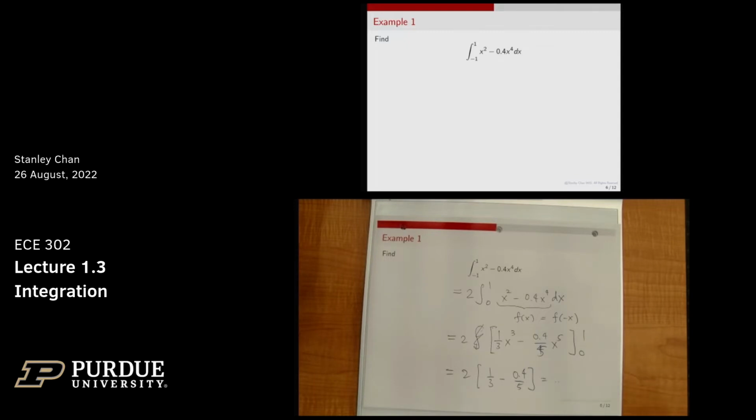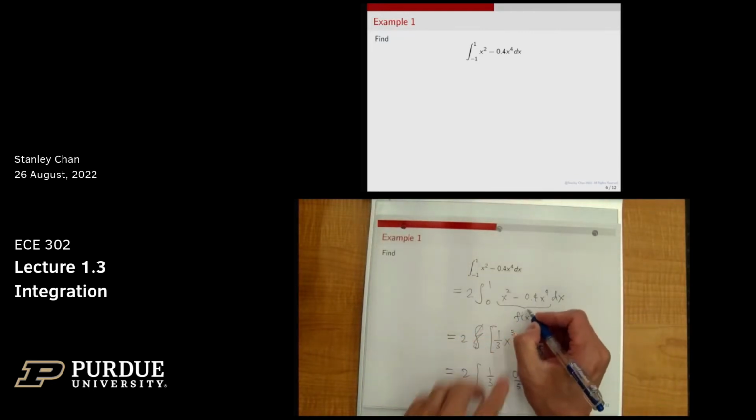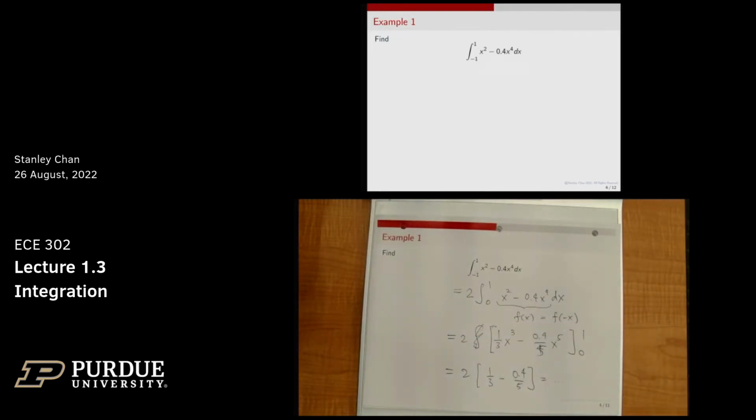Instead of calculating from minus 1 to 1, in which case you need to substitute another 1 here and another 1 here, you have more to subtract and add. Oh, that's because I can show this identity here.